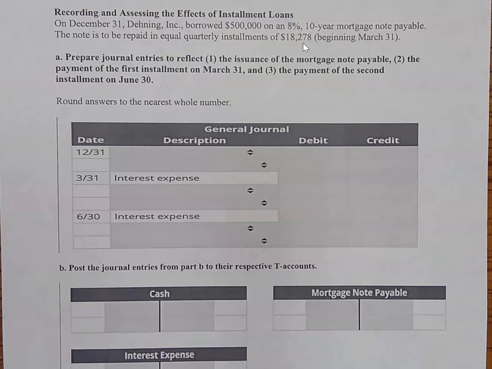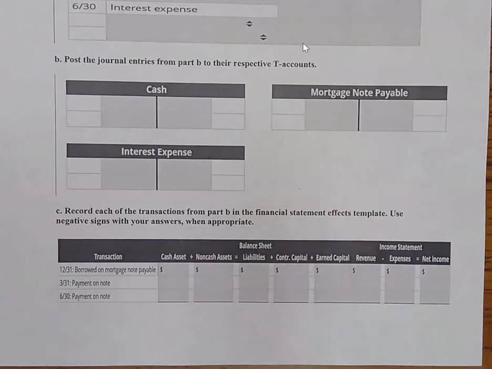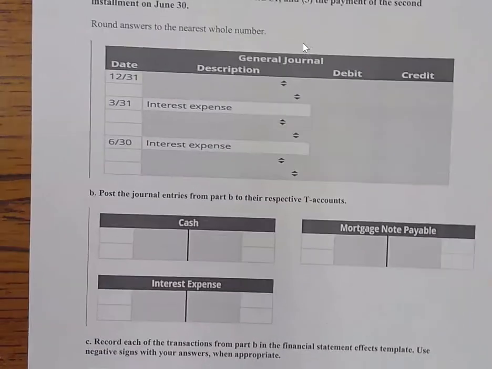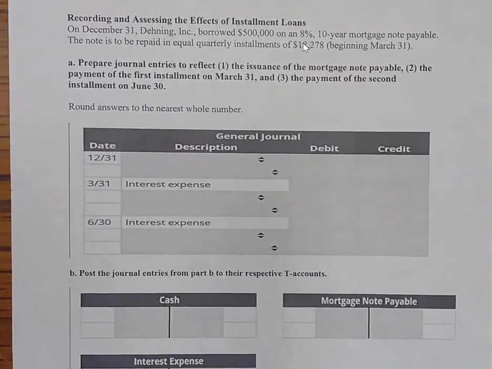So what they want us to do in here is they're going to have us do some journal entries, and then they're going to ask us to do some T accounts, and then down at the bottom is where we're going to get into how this impacts both the income statement and balance sheet, look at it a little bit more in depth.